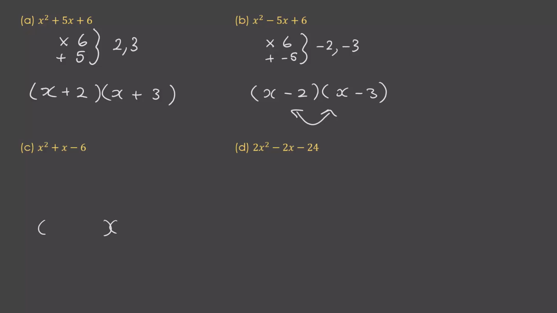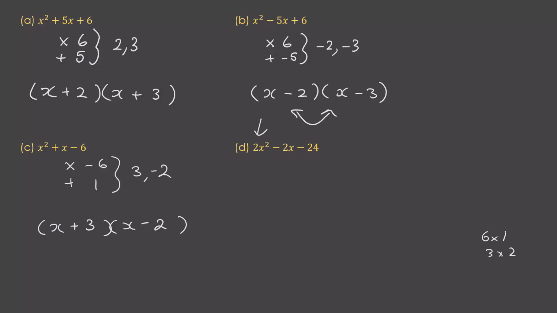So here, follow the same thing. We want to multiply to give negative 6 and add to give positive 1. Now there's no way that I can get there from 6 times 1, but 3 times 2 I can. If I make it a positive 3 and a negative 2, then 3 times negative 2 is negative 6. 3 add negative 2 is 3 take away 2 is positive 1. So I've got plus 3 and minus 2.